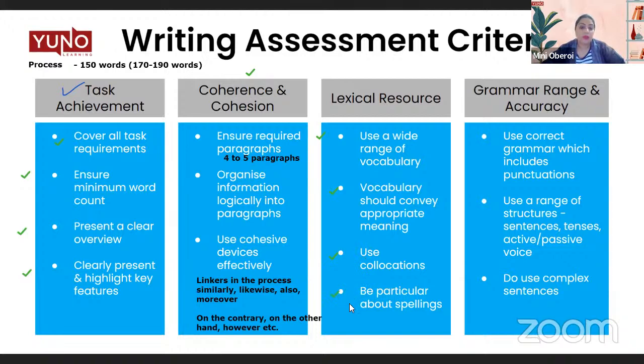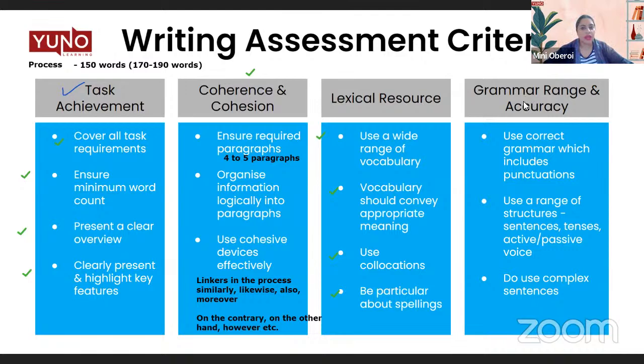Then be particular about the spellings. If you think that the spellings for a particular word are incorrect, use another word. Try to replace the word rather than giving a high vocabulary word which is incorrect in meaning or in spellings.